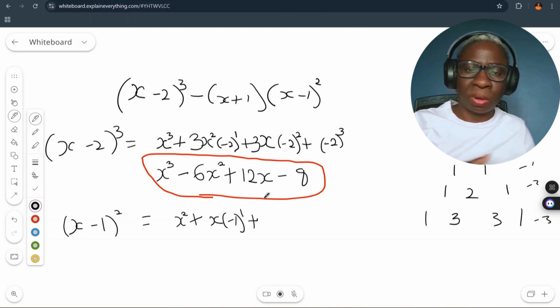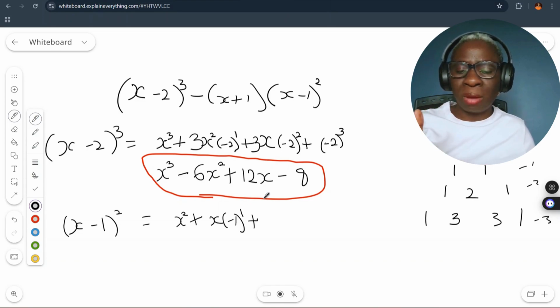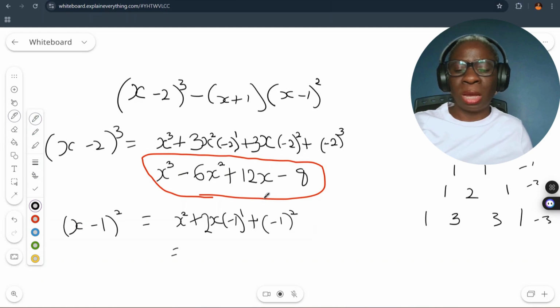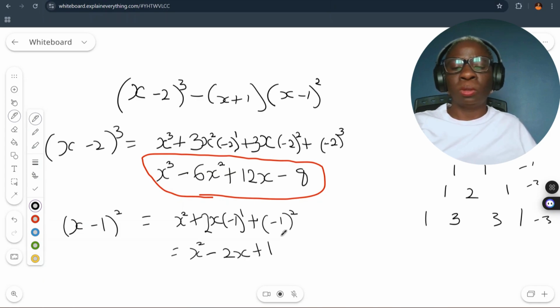The next one will be x raised to power 0, and that's 1. So we have minus 1 raised to power 0 here, minus 1 raised to power 1 here. So now we have minus 1 raised to power 2. And what are the coefficients? We have 1, 2, 1. So this will be 2. Then that means we'll be having x squared. Negative 1 raised to power 1 is negative 1. So minus times plus will be negative. So that will be negative 2x, and then this will be plus 1.